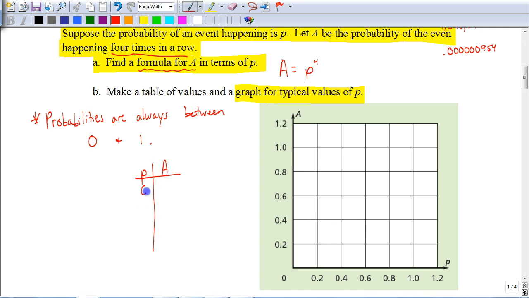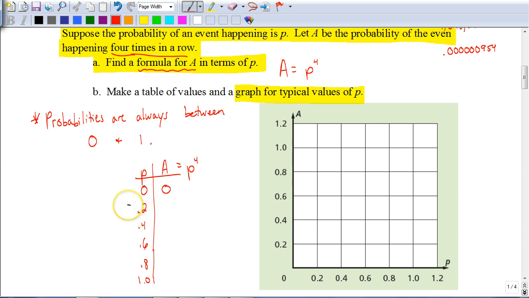So I'm going to put in some numbers like 0. I'm just going to base it on this graph: 0, 0.2, 0.4, 0.6, 0.8, and 1 whole. So again, a probability of 0 means that it's impossible of happening 1 time, so that means it's going to be impossible to happen at all 4 times in a row.